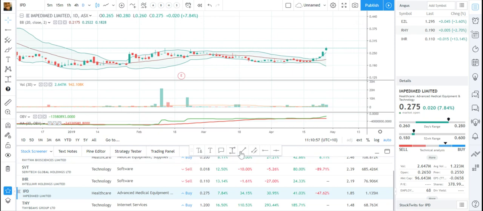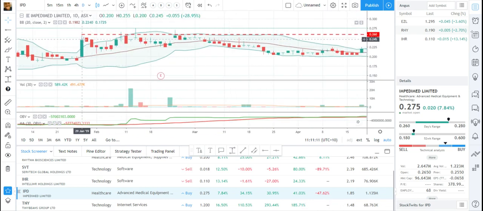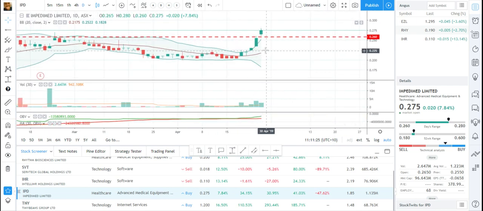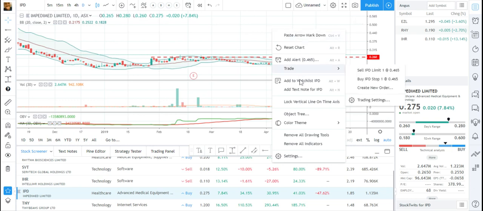So if I set my little ray and I drew him roughly through here, you can see the big wicks of some of these candles, if I zoom in a bit, it's sort of hit there, come back down, it's hit there, come back down, tried to stay there, it's hit there, come back down, it's hit there, it's come back down. But you can see it keeps trying to burst up through it. You can see coming back down this way, and then we've had a bit of a push through, a bit more volume coming through, and so I would probably give this one a very, very good look. And so I'll go right click and I'll go add to watch list.